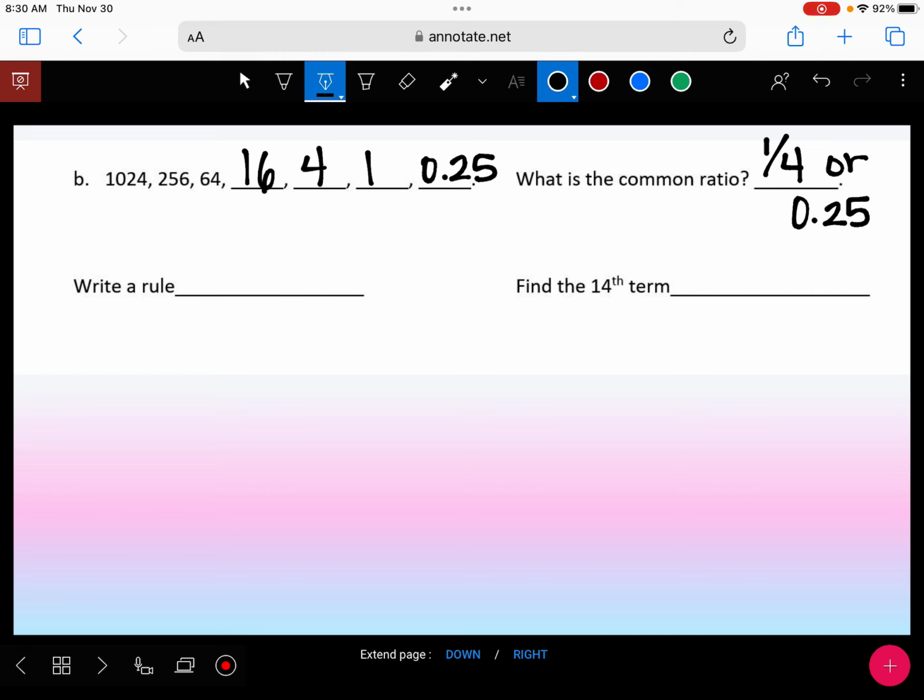When you write your rule, you should have T sub n equals your first number multiplied by your common ratio to the power of n minus 1. So go ahead and use that rule to find your 14th term, and it's going to be a small number.